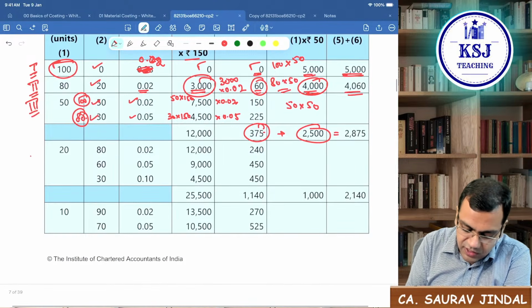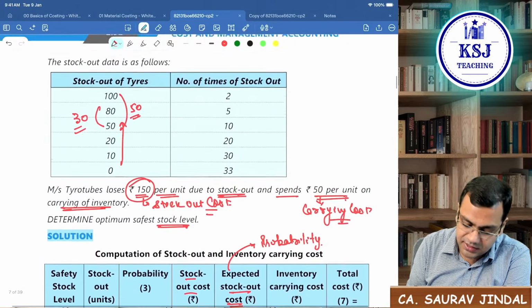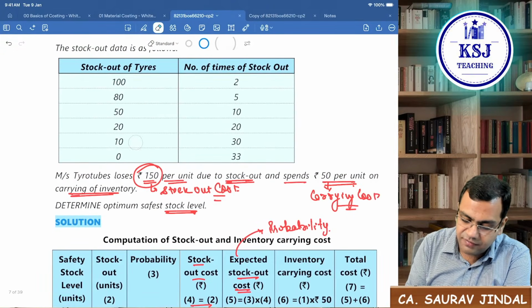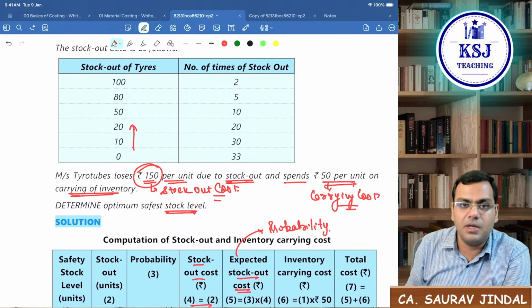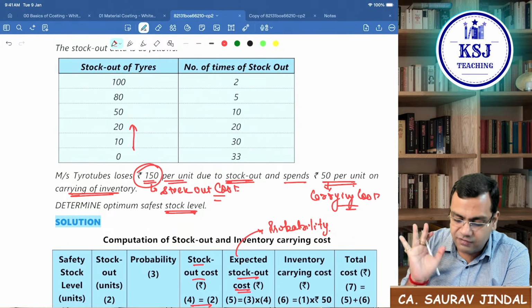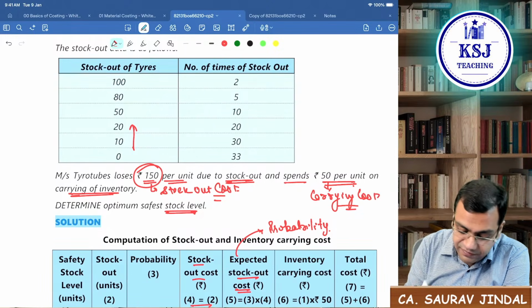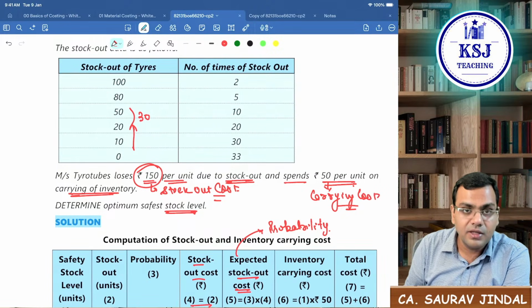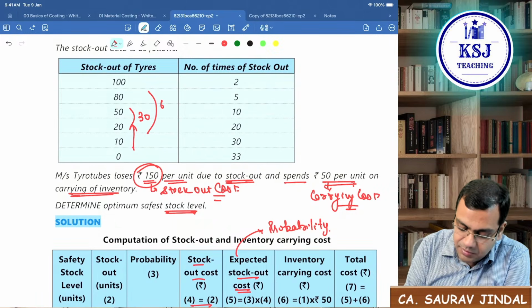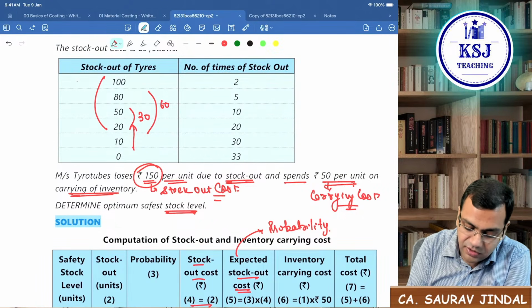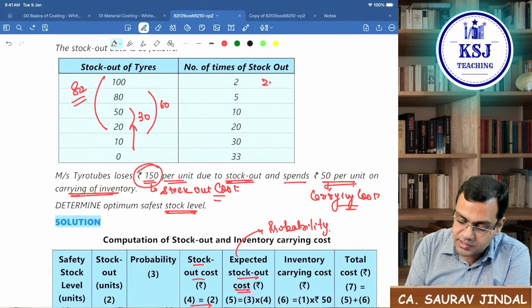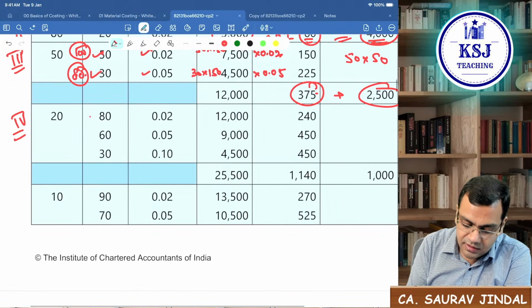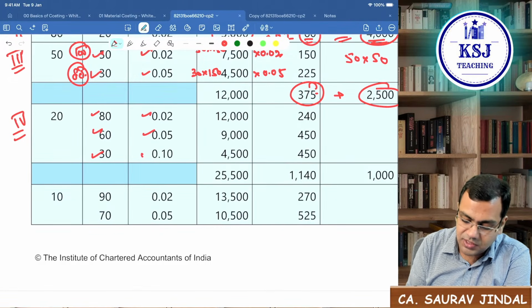Fourth scenario, if you are keeping a safety stock of 20 units, then what will happen? Up to a demand of 20 units, there will be no problem. But if the demand is 50 units, then you will be 30 stock out. If there is a demand of 80 units, then you will be 60 stock out. And if there is a demand of 100 units, you will be 80 stock out. So what is the probability? 2%, 5% and 10%. So 80, 60 and 30, with 2%, 5% and 10%.